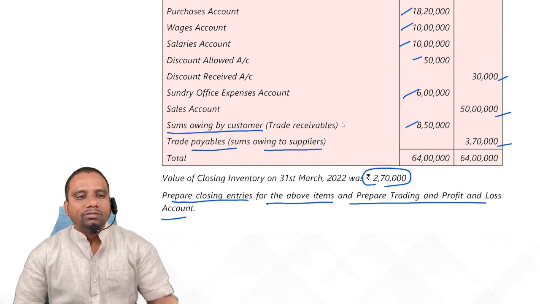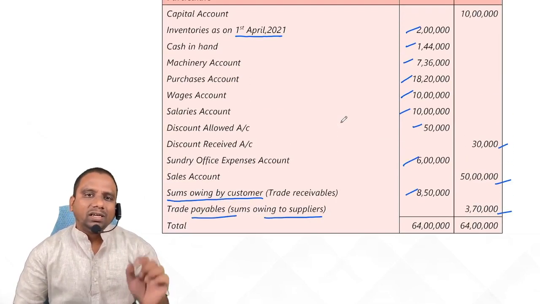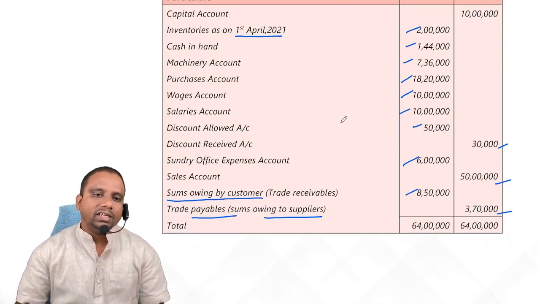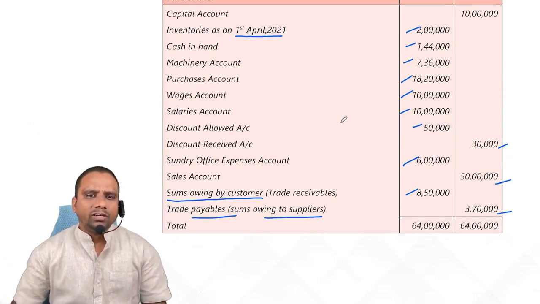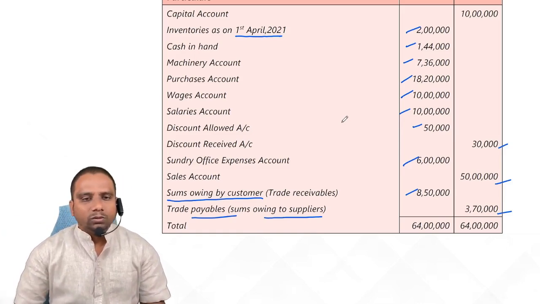Is it clear, students? First you prepare the accounts, trading account, profit and loss. For that, entries. Now balance the trading account. What do we get? We get gross profit or gross loss. For that, what is the entry? If it is gross profit, trading account debit to profit and loss account. If it is gross loss, profit and loss account debit to trading account.